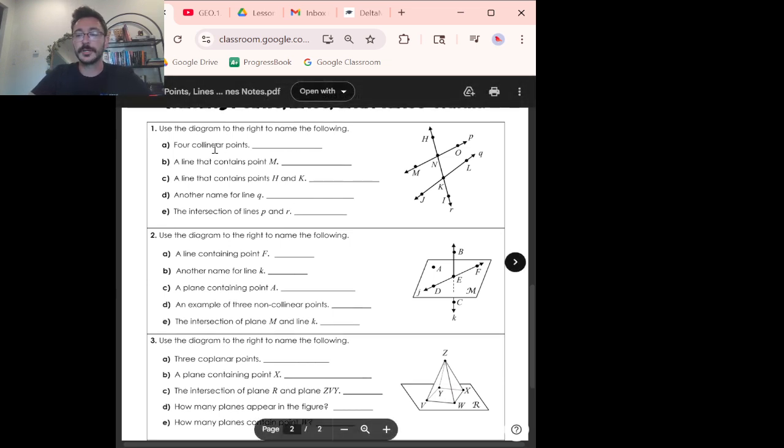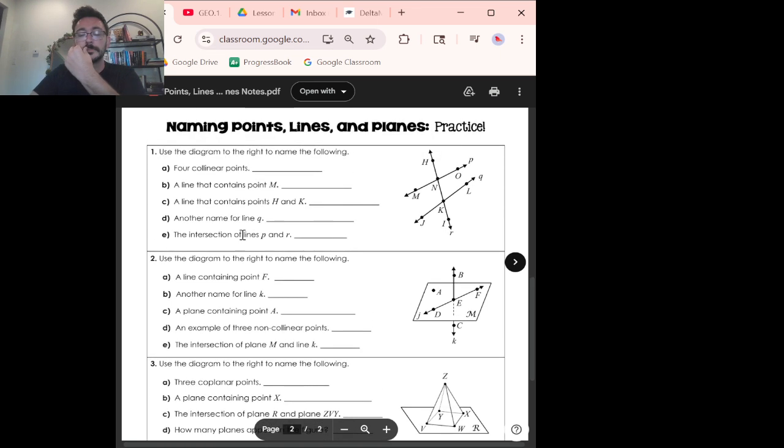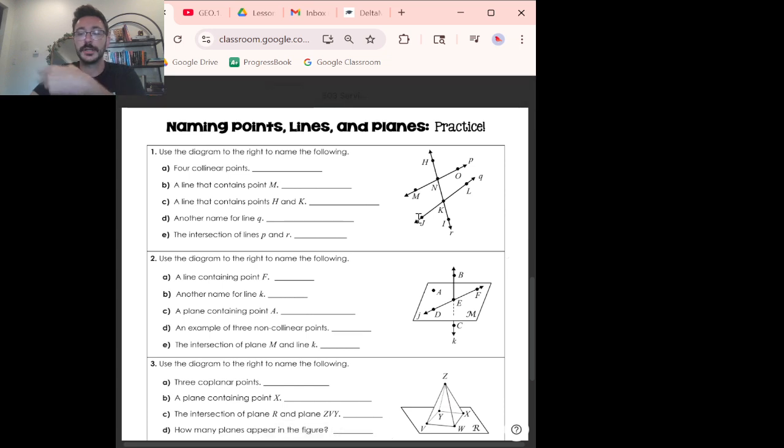Collinear points, it says name 4, so you would need to find somewhere that has 4 points on a line, maybe right here, and you would name those points. Something that sticks out to me is part D here, another name for line Q. So I see that lowercase script right here, but remember we could also call that line JK or JL or KL.